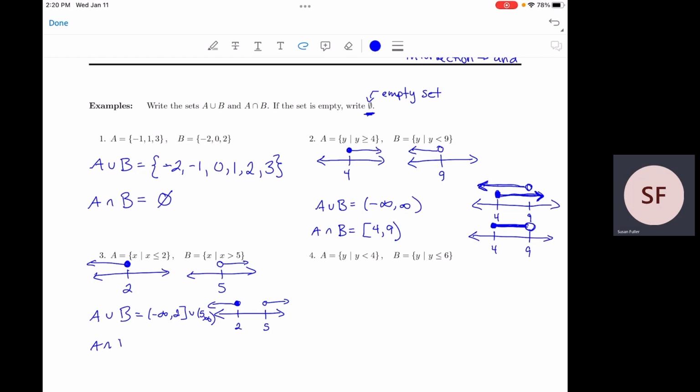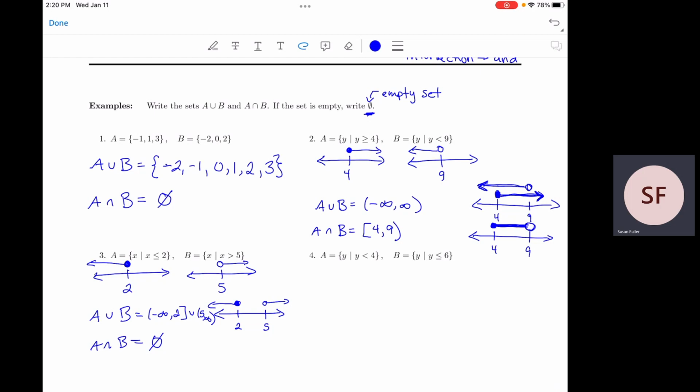The intersection says what is double covered by these two things? And the answer is nothing. These two sets don't cover the same thing at all. So that again is going to be the empty set.